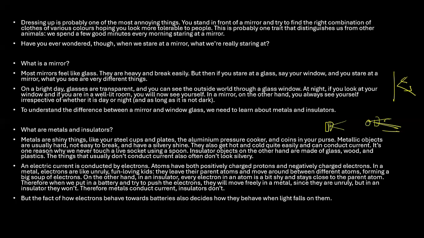The glass protects the metal layer and keeps the mirror safe while allowing light to pass through it easily. So the glass is also protecting the metal. This is how it works. Okay, what are metals and insulators?